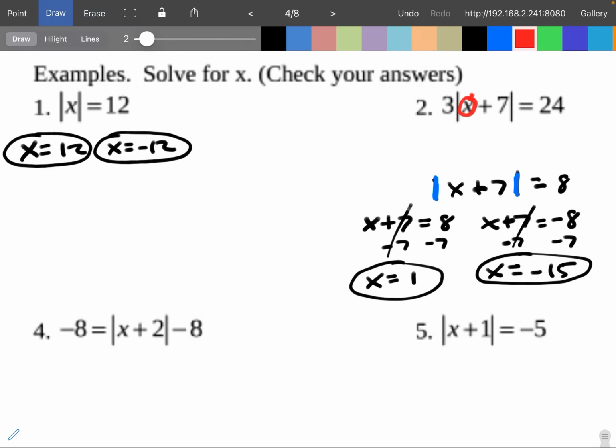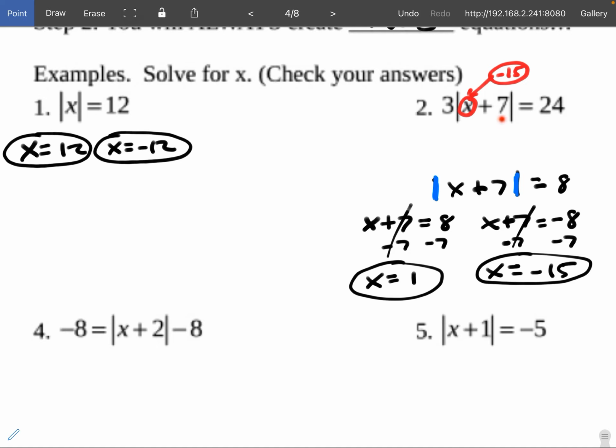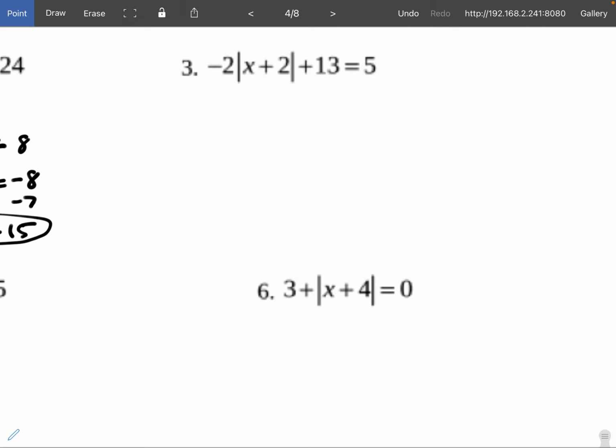Okay? Then you're going to plug in the negative 15 for the x. So we're going to put negative 15 in here. So then what is negative 15 plus 7? That's negative 8. Then you take the absolute value, what's the absolute value of negative 8? 8. And then what's 8 times 3? 24. So you can see that second solution is also good.